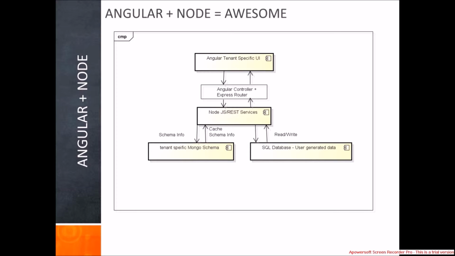The application flow is ensured by Express.js routing with Angular controllers. So based on the tenant selection, Angular controllers will pick the correct template corresponding to the tenant, and it will render those templates or HTML files according to the tenant chosen.